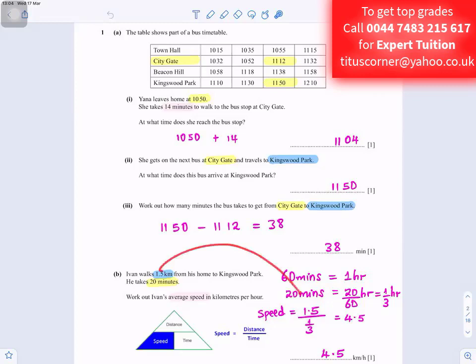The distance is 1.5 kilometers. The time, instead of 20 minutes, is 1/3 of an hour. 1.5 divided by 1/3 gives you 4.5. So it's 4.5 kilometers per hour.